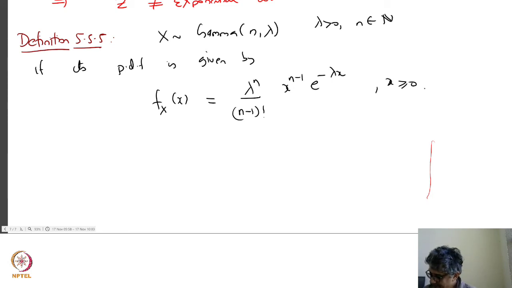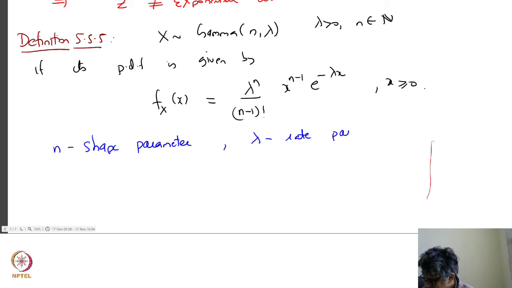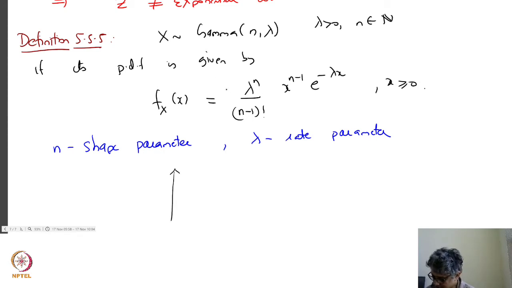So lambda is typically called the shape parameter, or sorry, lambda is the rate parameter, n is the shape. So n is the shape and lambda is the rate. It's essentially because of the plots, right? So if you just try to plot the density of x, it's this way, and zero otherwise.